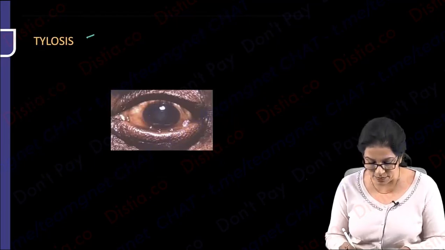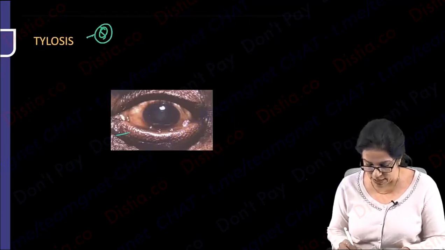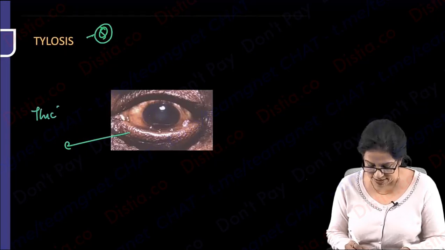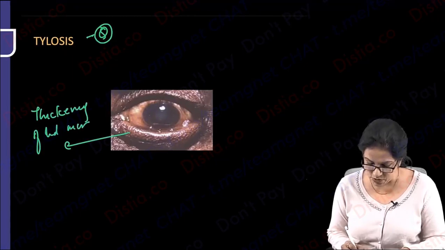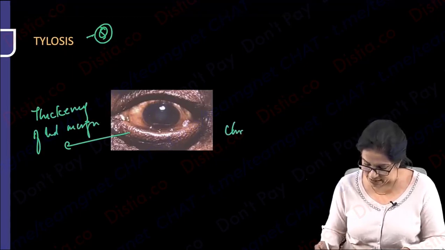Then what is this? So this is again an exam question. Tylosis is nothing but thickening of the lid margin. Okay? So thickening of the lid margin. Again it is due to chronic blepharitis.